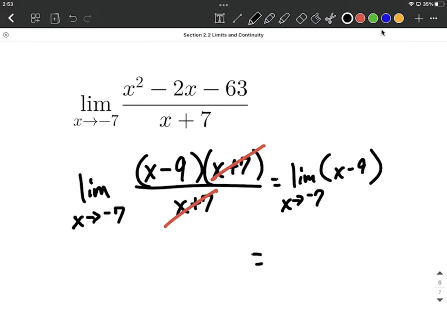From there, we can replace our x with negative 7. Negative 7 minus 9 is going to be negative 16. So that limit of the big rational function is the same thing as negative 16.